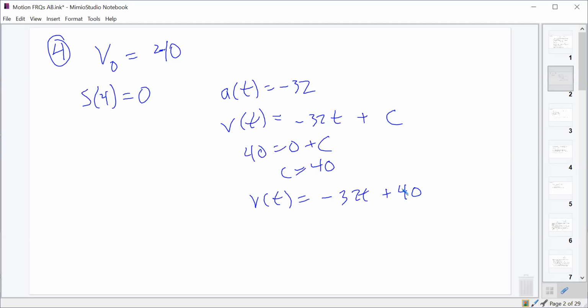And then from there, we're going to need a position function, because we want to know at what time it hits the ground. So our position function should just be the integral of that, which should be negative 16t squared plus 40t plus some other constant. And like we said, we know that it hits the ground 4 seconds later. So all we need to do is plug in 4 for t and 0 for our position to get that constant.